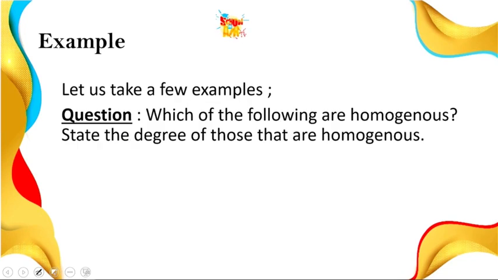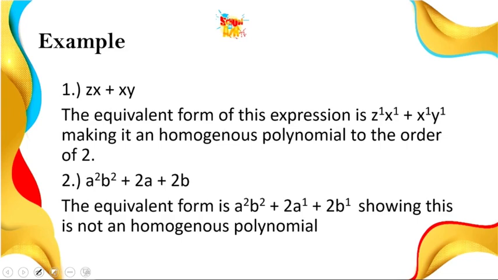So let's take a few examples. So the question here is, which of the following are homogeneous, and we should state the degree of those that are homogeneous. zx plus xy. Now the equivalent form for this expression is z raised to power 1, x raised to power 1 plus x raised to power 1, y raised to power 1. So this is going to make it a homogeneous polynomial of order 2, since the sum of all the powers here is 2, sum of all the powers here also 2.